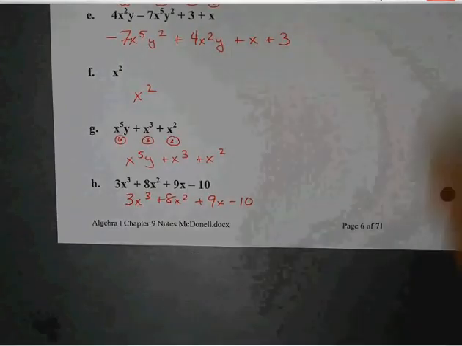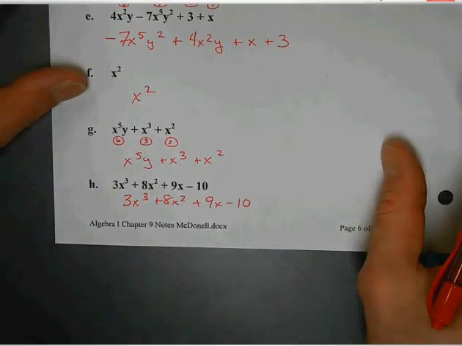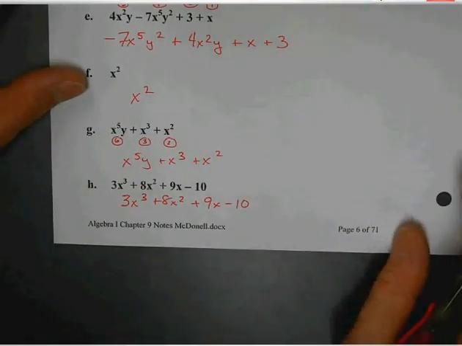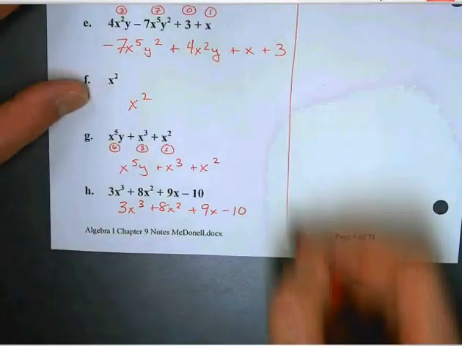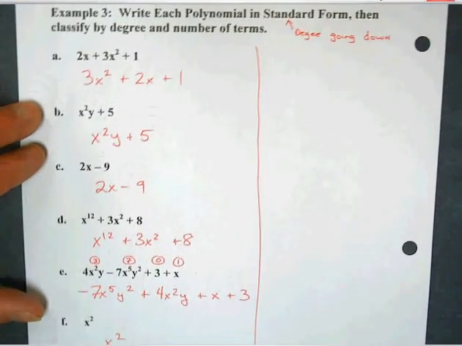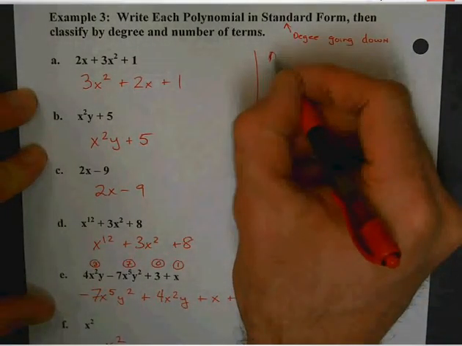So, like on our homework, can we just write our writing standard form? Straight out of the book? Yeah. Okay, all right. Now, let's draw a line down. Come back here to the top. Now it says classify it by degree.